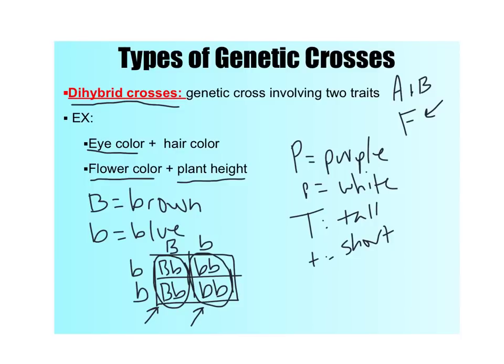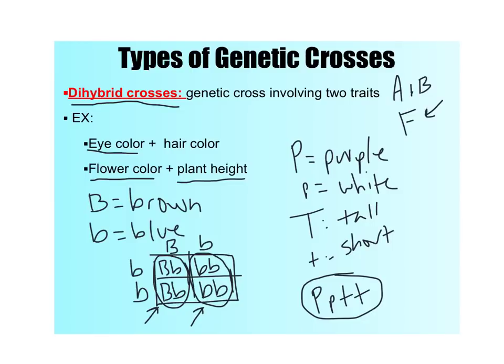So our genotypes now are not going to be two letters. Now they're going to be four letters. So if it's, let's say, heterozygous purple, that's going to be big P, little p, because heterozygous means different. And since it's got one dominant or big P, it's going to be purple. And we'll say it's homozygous short. So it'd be little t, little t. So that's our new genotype when we're looking at two traits at once. Big P, little p, little t, little t.